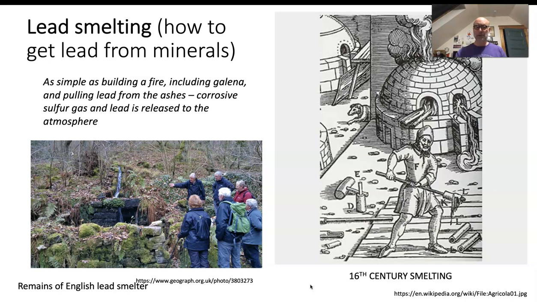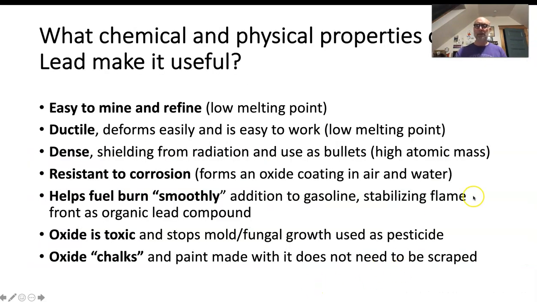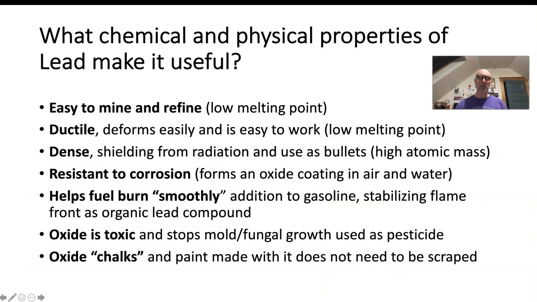But pretty much every civilization has found lead and has used it as an easy-to-work metal. So what are some of the properties of lead that make it so useful? Chemical and physical properties. First thing is it's relatively easy to mine. There are surface or near-surface deposits exposed. It's relatively easy to refine because it has a low melting point. It's ductile, which means it's easy to deform or twist or bend. And it's easy then to work and to make objects out of. And this is again because it has a low melting point.